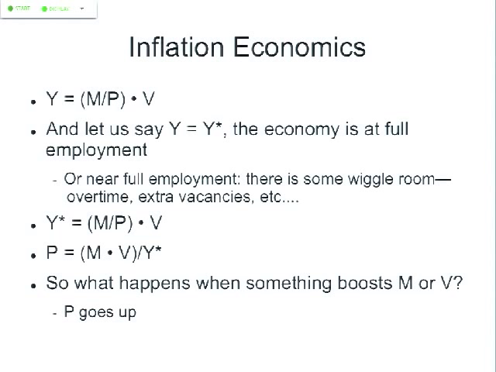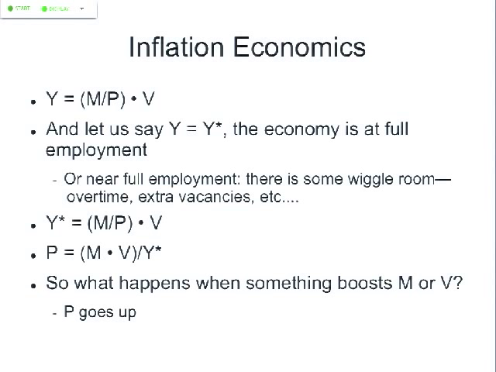So say we have an economy that's pretty close to full employment. Then the full employment level of the economy is equal to M over P times V. And we can turn that around to get an equation for the price level: the price level in the economy is equal to its money stock times the velocity of money, divided by the level of production, which will be close to the economy's productive potential.